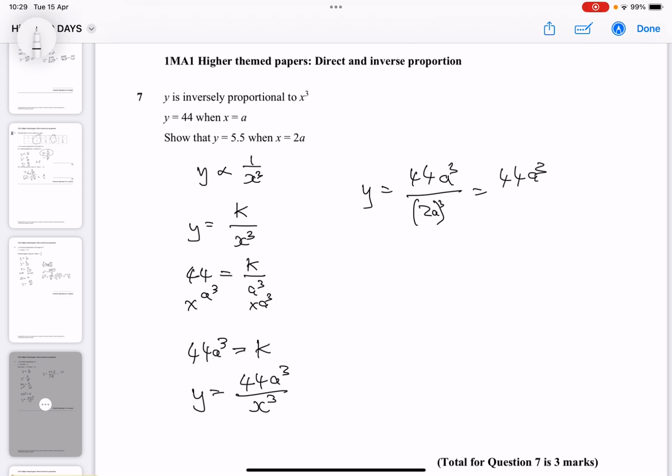44a cubed. 2a cubed is 2a times 2a times 2a, which is 8a cubed. So I'm actually dividing by 8a cubed. What I can then see is the a cubes cancel each other out. So I'm doing 44 divided by 8. Well, if I divide by 4, that gives me 11 over 2. So 11 over 2 is 5.5. And there we go. That's the answer.